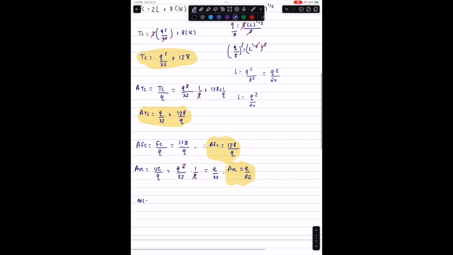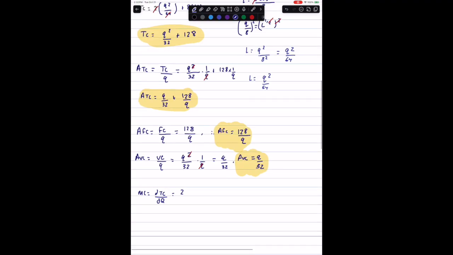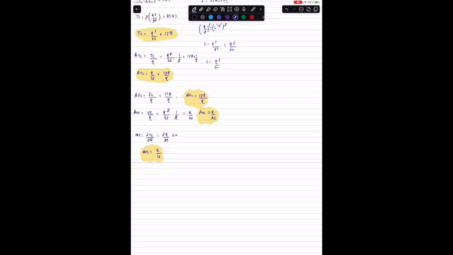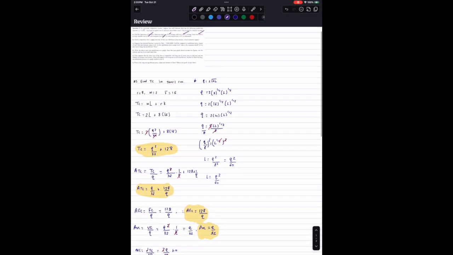Marginal cost is just equal to the derivative of total cost with respect to Q, which in our case is going to be equal to 2Q over 32 plus 0. The derivative of a constant is 0. We know this will cancel out, and therefore we know that our marginal cost will equal Q over 16. And perfect. So we did that.